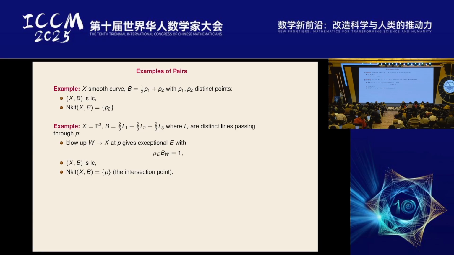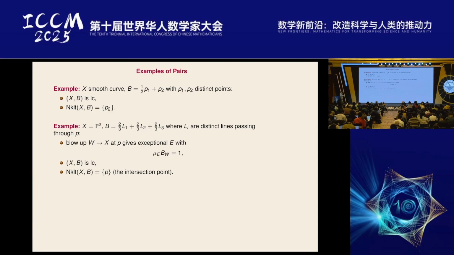The coefficients here I'm taking to be 2/3 for each component. Then we can try to see what kind of singularities we have. We need to resolve the singularities. That precisely means blowing up that intersection point. If you do that, you already resolve all the singularities because it's a very simple setting.